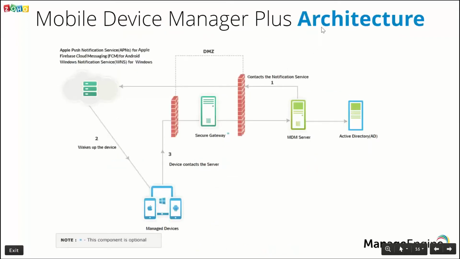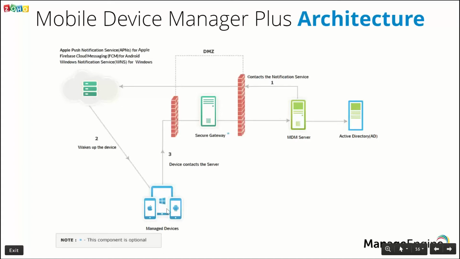So this is the Mobile Device Manager Plus architecture, and it consists of three main components: the MDM server, the notification services, and your managed devices. So first, the MDM server will contact the notification services. That is your Apple push notification service for Apple, Firebase cloud messaging for Android, and your Windows notification services for Windows. Now these notification services will then wake up the devices, and the devices will then in turn contact the MDM server for any tasks that need to be done on them.